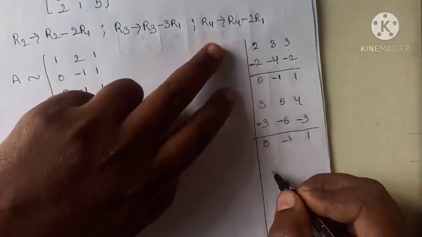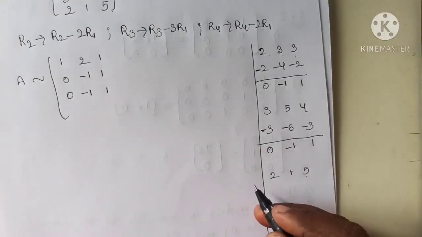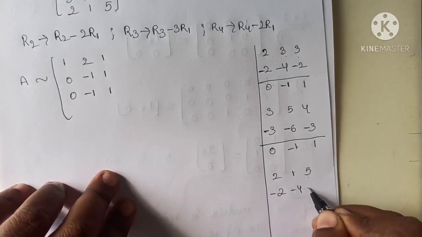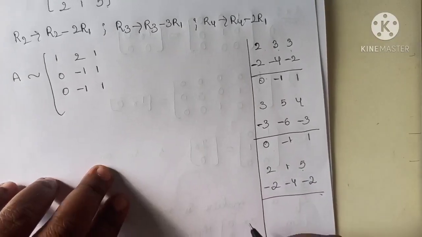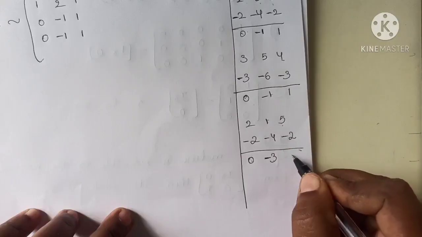Next, R4 elements are 2, 1, 5, and minus 2 into R1 is minus 2, minus 4, minus 2. Simplifying, we get 0, minus 3, plus 3.